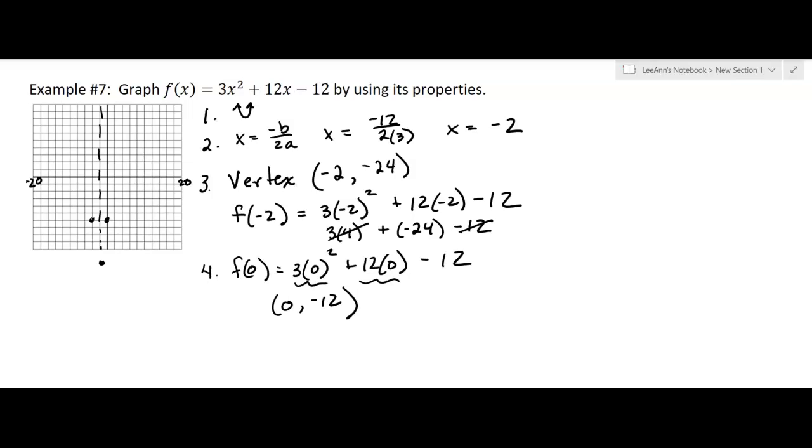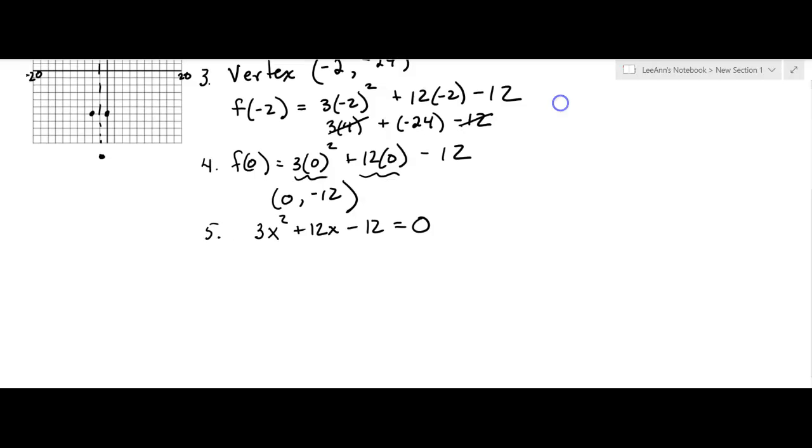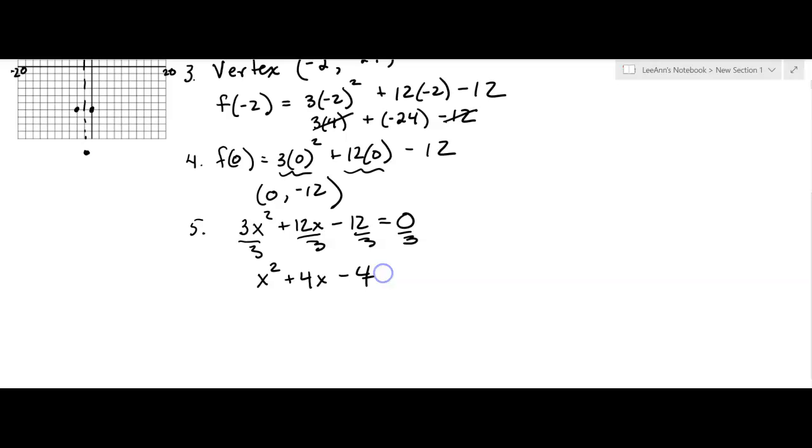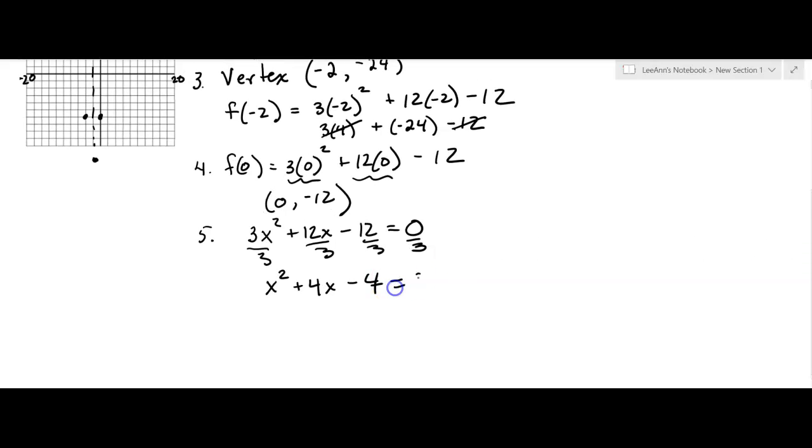All right. Now we got to find the x-intercepts. So to find the x-intercepts, we're going to take the function 3x squared plus 12x minus 12 and set that equal to 0. Now, the first thing I would do is I would just divide everything by 3 because I can. And that's just going to make my numbers smaller. So x squared plus 4x minus 4 equals 0. That's not going to factor.